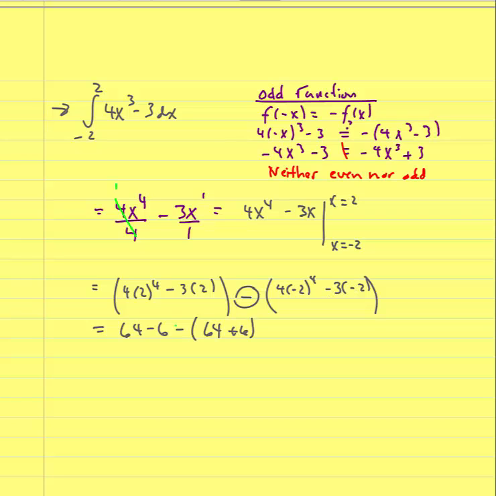Now when I run this negative through, I end up with 64 minus 6 minus 64 minus 6. The 64's cancel and I'm left with negative 12. So what that's telling me is that most of my area, if not all of my area, is below the x-axis. Now I'd like to go ahead and graph this, 4x cubed minus 3.